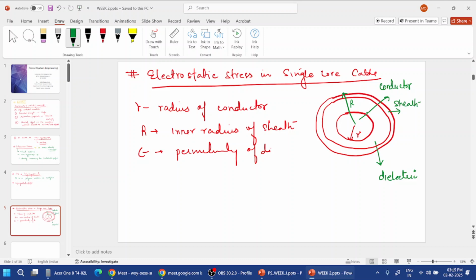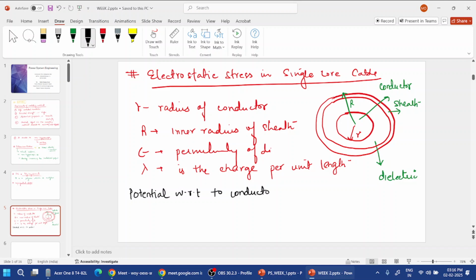And lambda is the charge per unit length. So if we calculate V, the potential of the conductor with respect to the sheath, then what will it be?